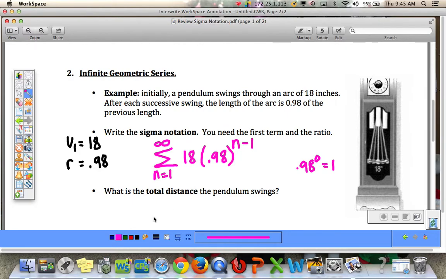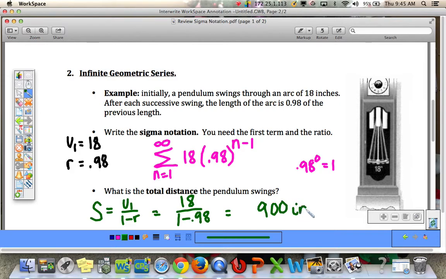What is the total distance the pendulum swings? If it keeps going on and on forever, it's an infinite geometric series. Let's use that formula. The sum is the first term over 1 minus the ratio. First term is 18, 1 minus 0.98, which is 0.02. And if you calculate that, it would swing a total of 900 inches.